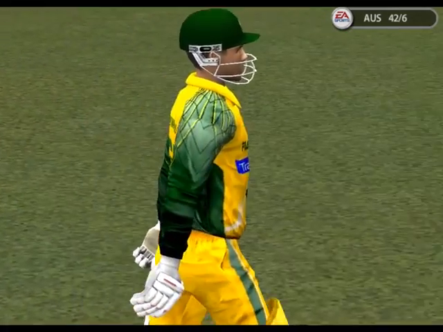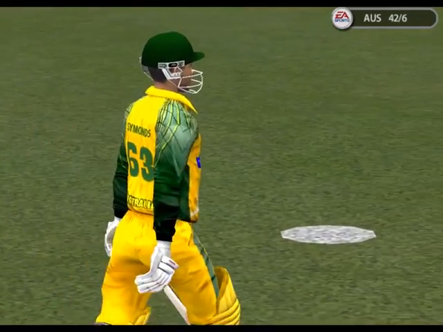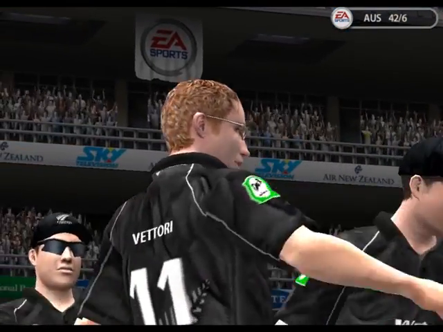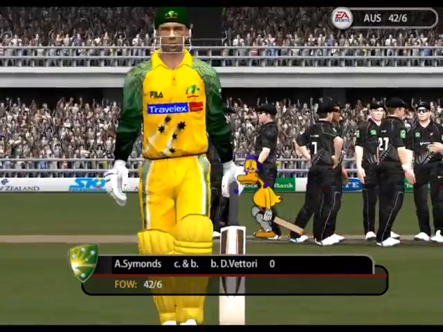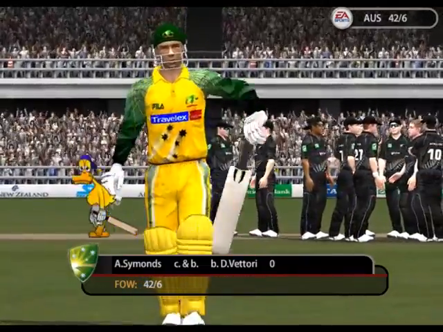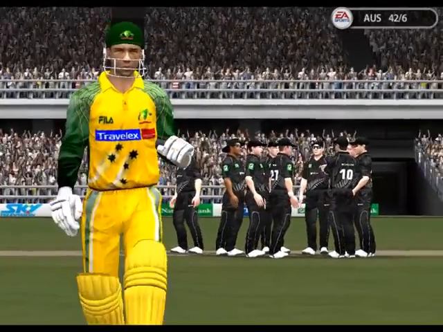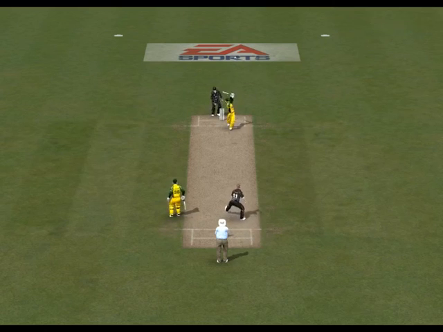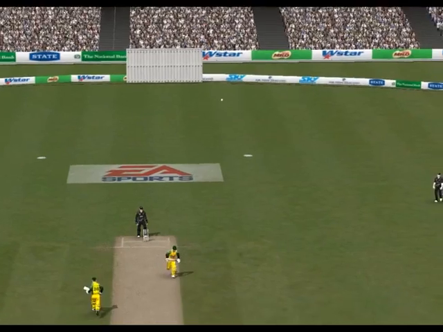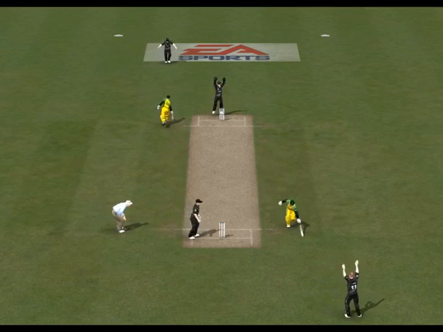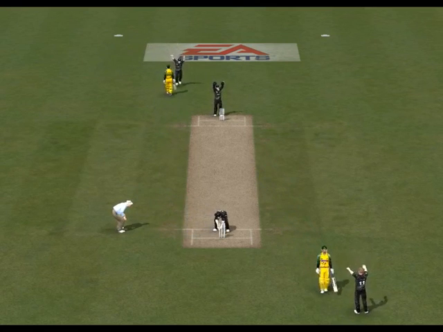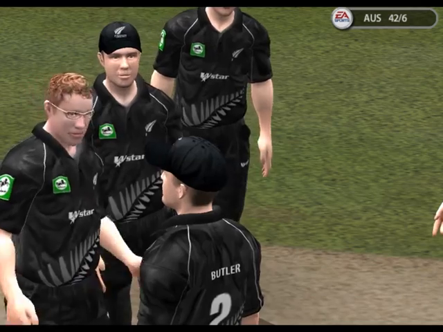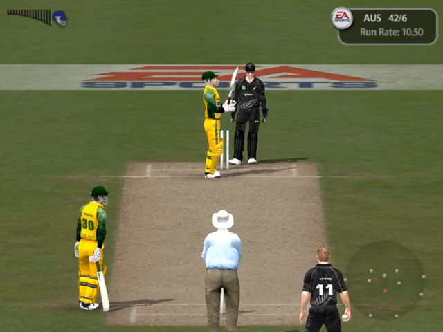Vettori gets his second wicket. Simons is out for a duck. A first ball duck. His teammates will be merciless when he gets back to the cricket. This was how the wicket fell. Hogg is the next man in. Vettori to bowl to Hogg.